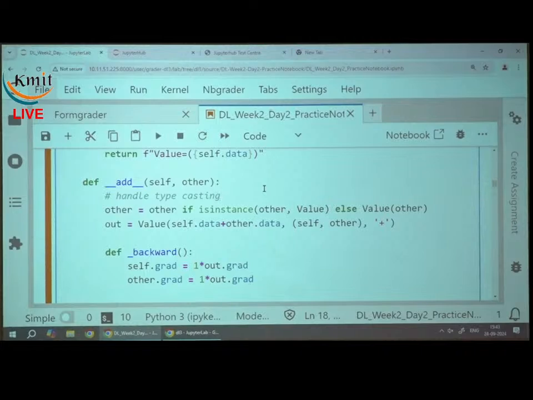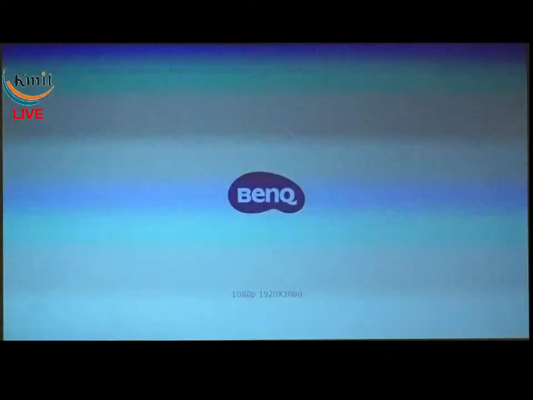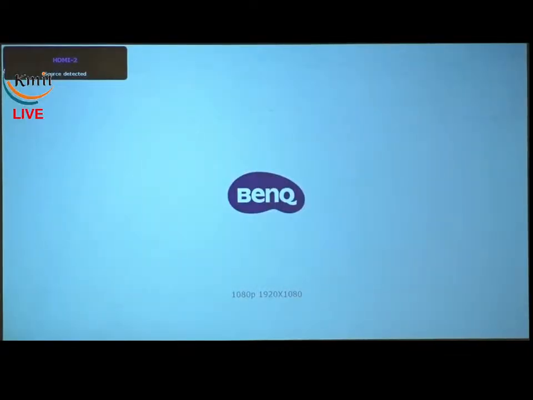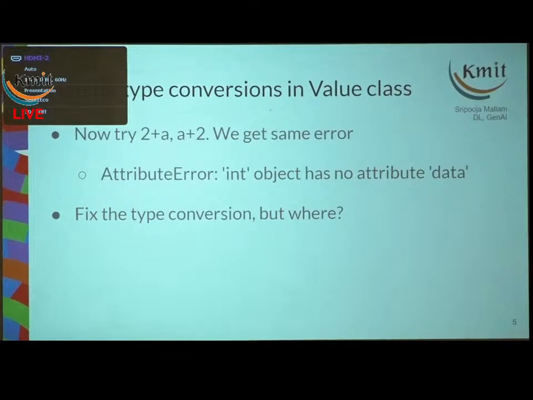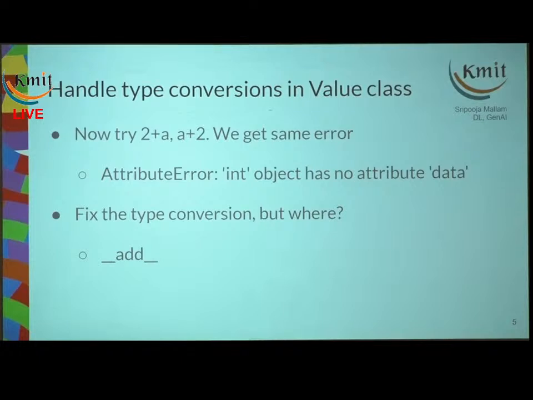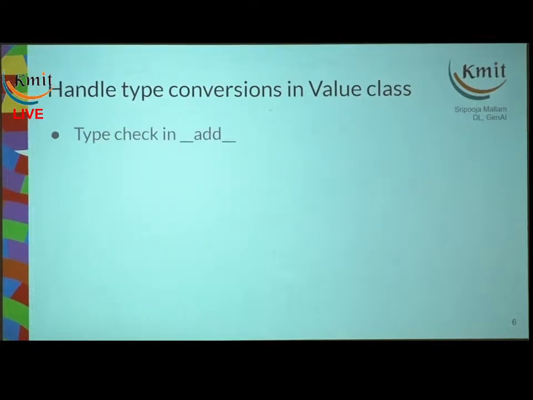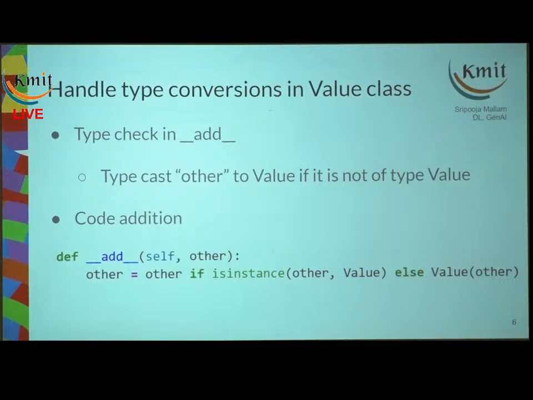So I think most of you have completed this code. So let me switch to the other monitor. So we fixed this error now. To fix this type conversion we chose addition and multiplication. We understood the fix has to happen there. And the code that we added is this, in case you haven't made a note of the code.